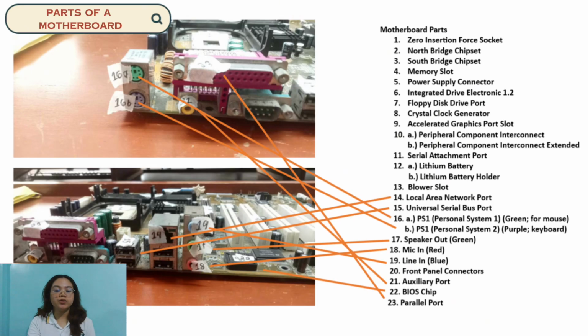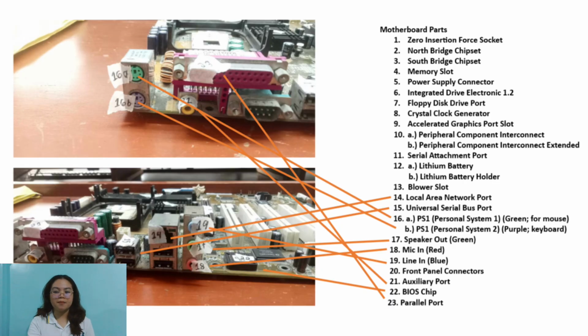Next, the BIOS chip. It is a chip containing the basic input output system firmware, responsible for initializing hardware components and booting the operating system. And lastly is the parallel port. It is a port used for connecting older peripherals like printers, scanners, or external storage devices that require parallel data transmission.